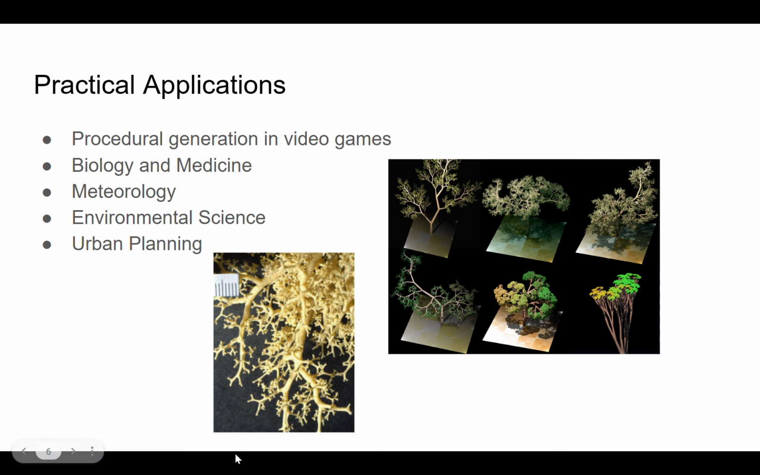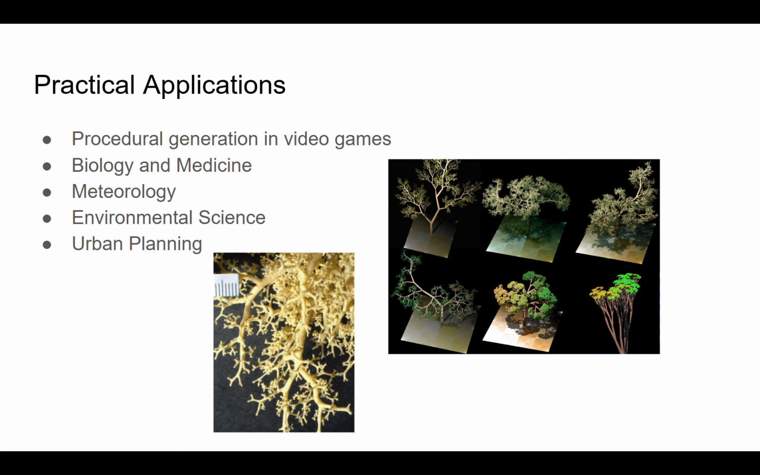In biology and medicine, the structure of blood vessels, lungs, and neurons follow fractal patterns. Fractal analysis helps in tumor detection by identifying irregular growth patterns. In urban planning, cities often grow in fractal-like patterns themselves, and these patterns influence traffic flow and infrastructure planning.